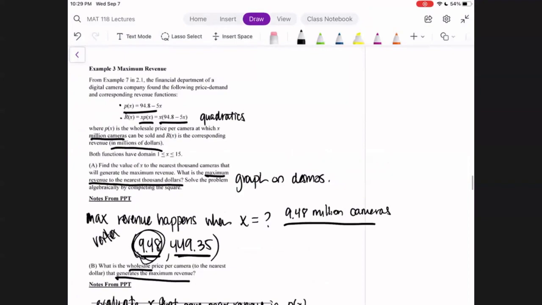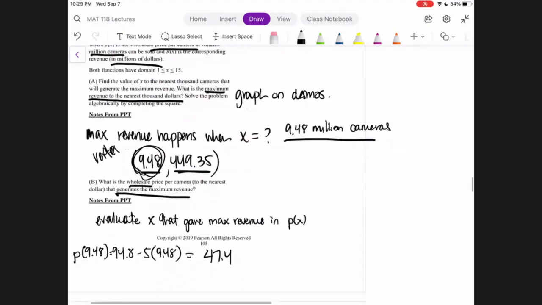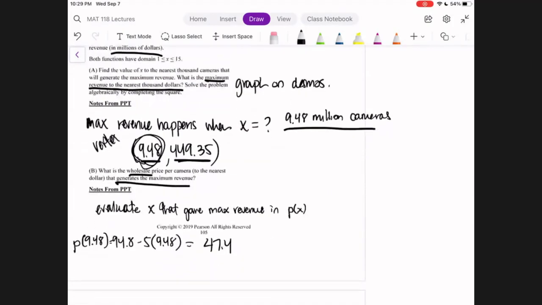So remember, P of X is the wholesale price per camera. Okay, so how much would it sell for? So that camera would need to sell for $47. Okay, $40.